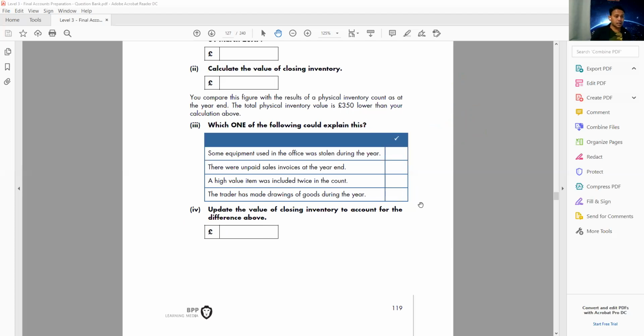Obviously, when the owner took the product, we call it drawings. But the question here is, we have counted whatever is the closing inventory. Now we have seen 350 is missing. So where has it gone? What is the possible reason? So we said the owner might have taken it. That's why I said drawings.